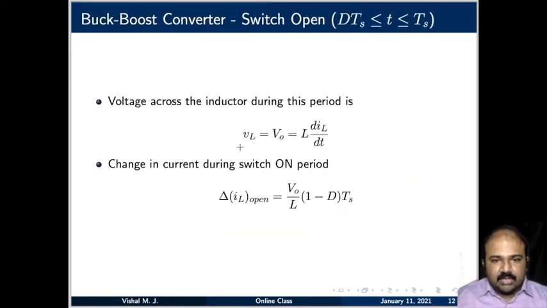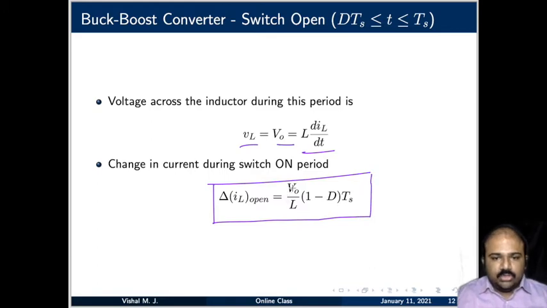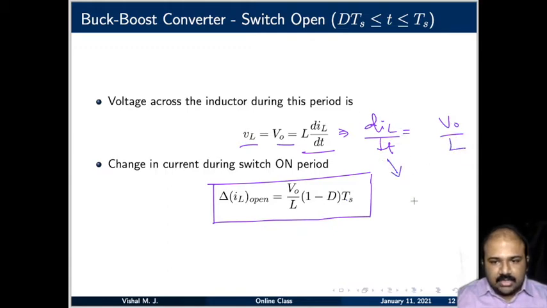The inductor voltage is same as the output voltage, is equal to L dIL by dt. So, we get the ripple current when the switch is open, is equal to V0 by L into 1 minus d Ts. How has this come? See, dIL by dt is nothing but V0 by L. And what is dt? The time for which the current is falling, that is the time for which the switch is open, which is 1 minus d into Ts. And what is dIL? That is the ripple current when the switch is open.